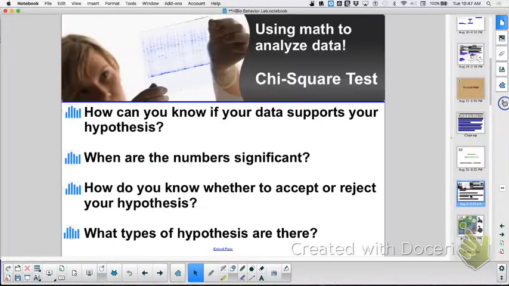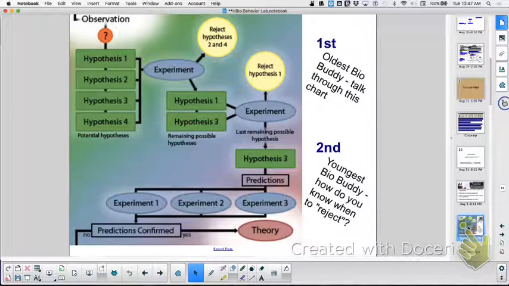So we want to know if our data can support our hypothesis. When are the numbers significant? How do you know whether to accept or reject your hypothesis? And also you need to know what kinds of hypotheses there are. So as a little review, I would like the oldest bio buddy to talk about this chart right here, and the youngest bio buddy to talk about how you know when to reject. Go. I'm going to pause you.